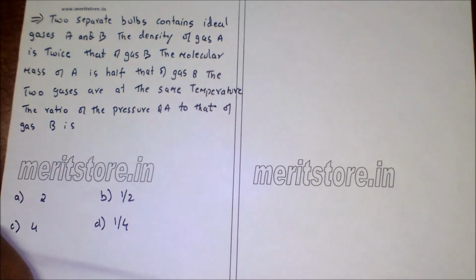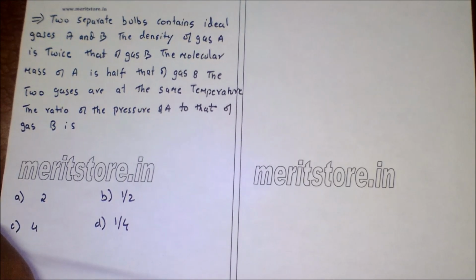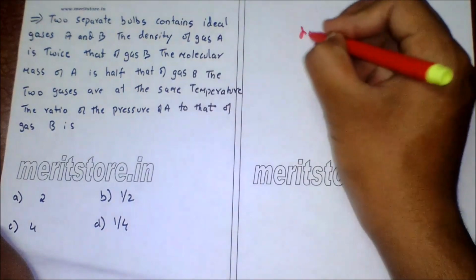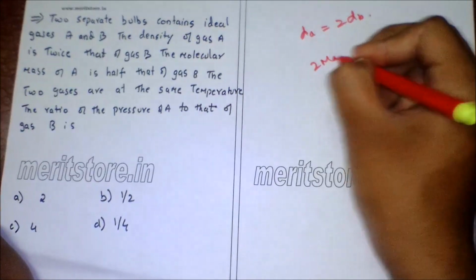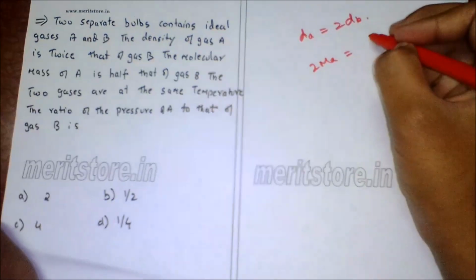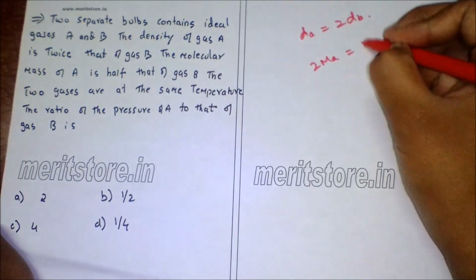Two separate bulbs contain ideal gas A and B. The density of gas A is twice that of gas B. The molecular mass of A is half that of B. The two gases are at same temperature. The ratio of pressure of A to B is? So density of A is equal to twice of density of B. So mass of 2 MA is equal to mass of B.